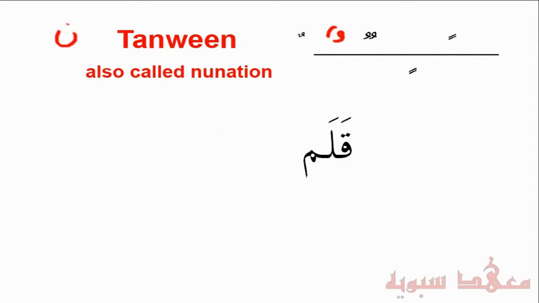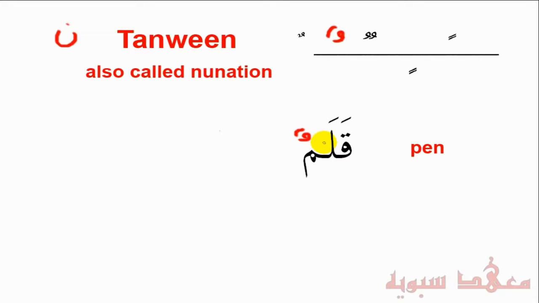Now, here we have the word qalam. Qalam means pen. Now, for example, if you put one dhamma, it will be qalamu. If we put two dhammas, it will be pronounced as qalamun. Qalamun. So notice the noon sound at the end.